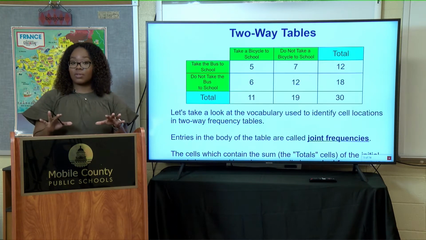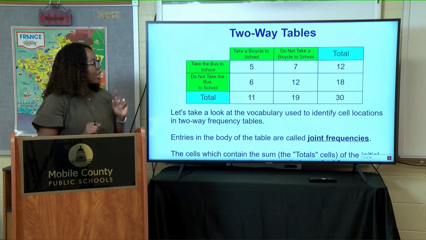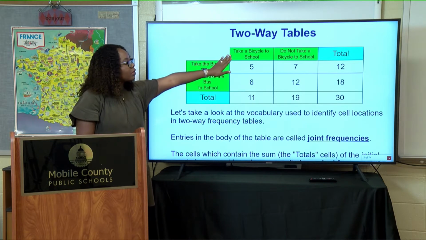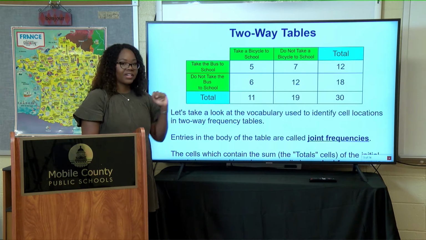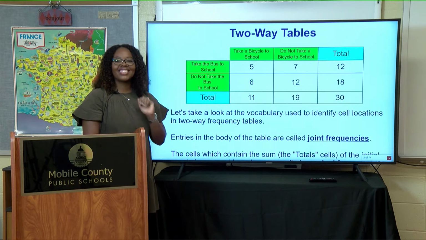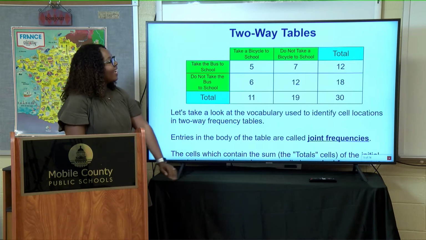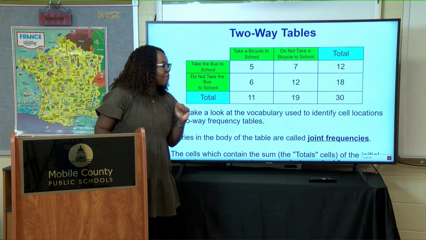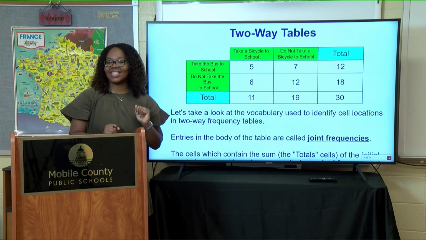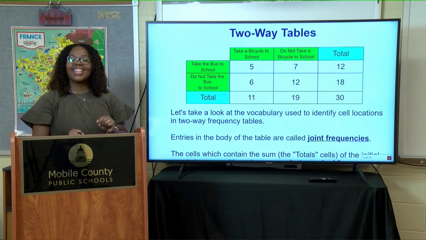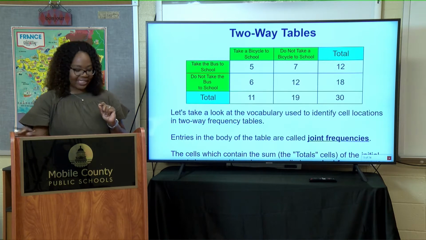Now, the subtotals are called the marginal frequencies. For example, the total number of students that take a bike to school is 11. Can you see where we get 11 from? That is considered a marginal frequency. The total number of students that do not take a bike to school is 19. Can you see where we get the total of 19? That is our second marginal frequency.